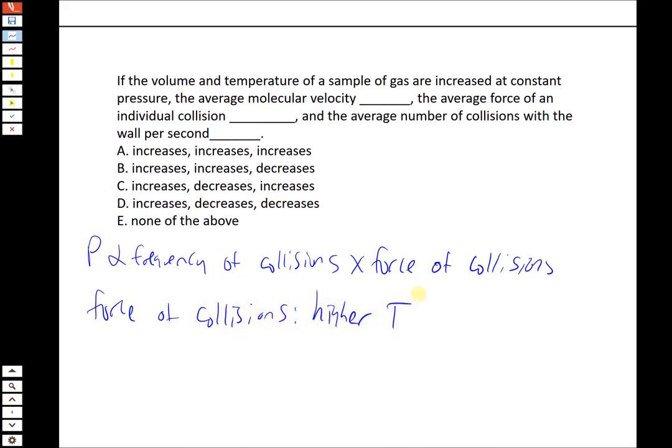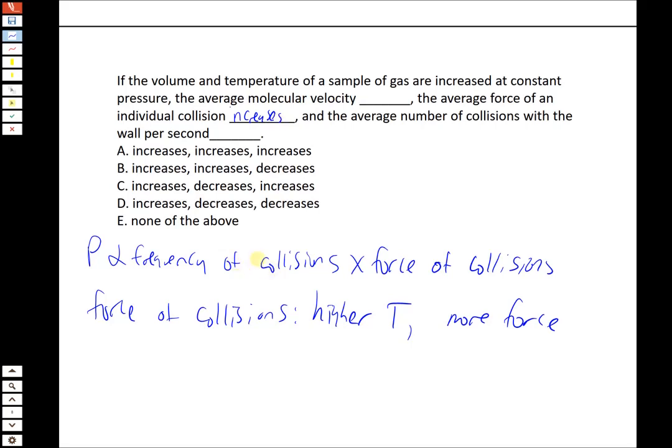So if you raise the temperature of the gas, each average collision is going to have higher force. So when we're talking about raising the temperature, so here we are increasing the temperature, that means the force of the collisions should increase. So this one we know is going to be increases. Right, because anytime the gas molecules are moving faster, when they hit the wall, they're going to do that with more force.